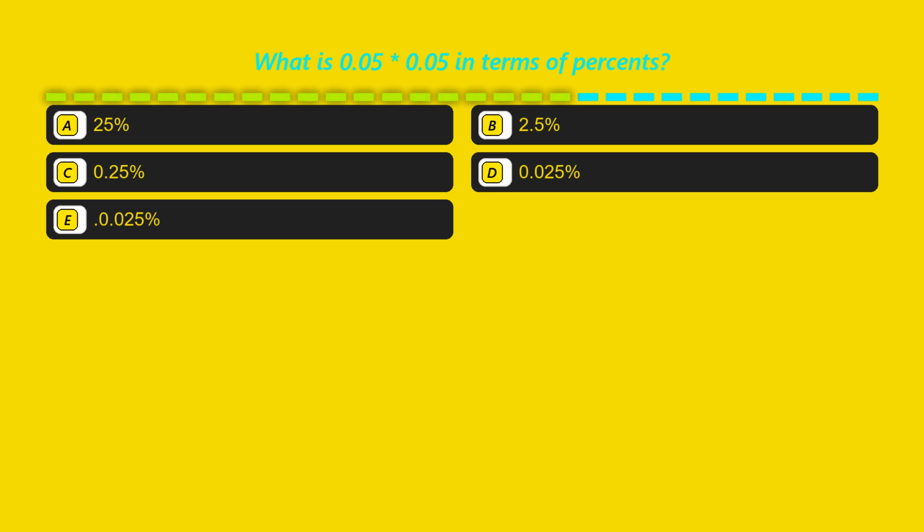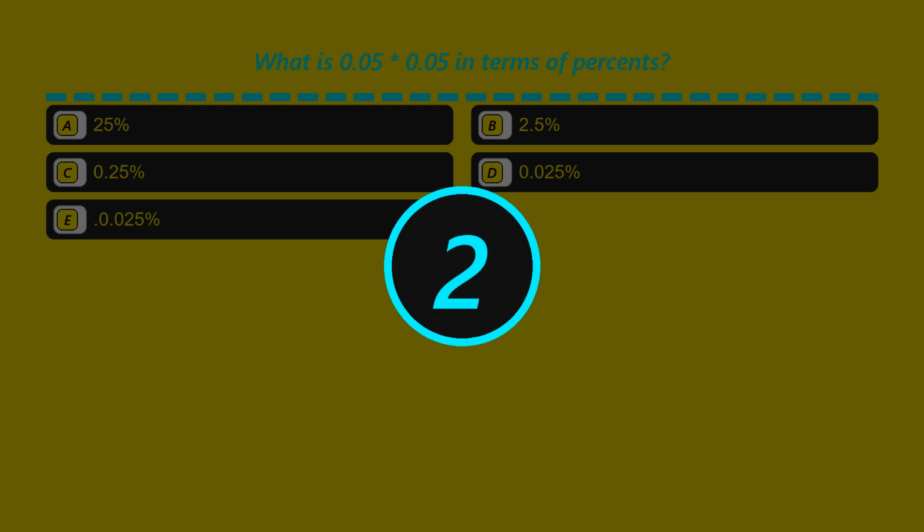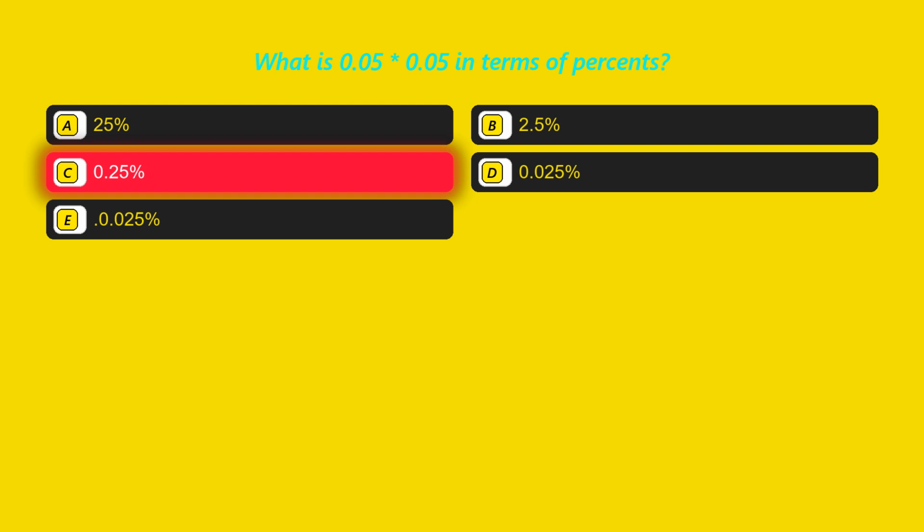Option A, 25%. Option B, 2.5%. Option C, 0.25%. Option D, 0.025%. Option E, 0.025%. The correct answer is option C, 0.25%.